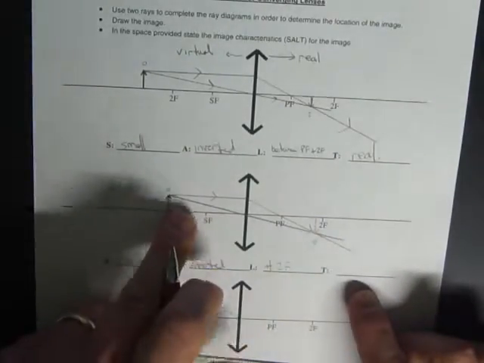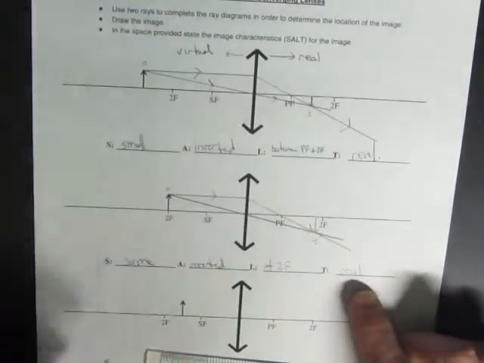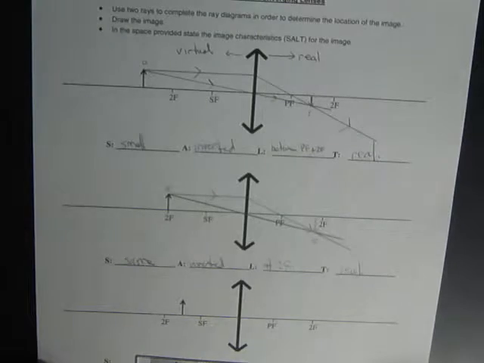What type is this? Real. It's real. It's on the opposite side. So it's a real image. We could put that on a screen. And again, I'll show you that tomorrow.